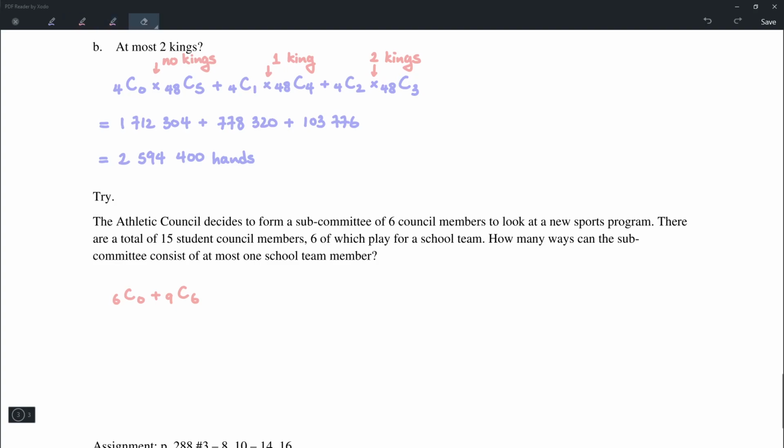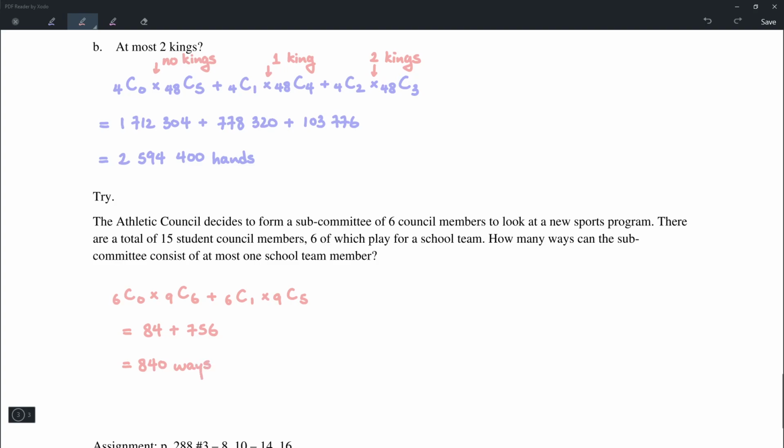Oh, sorry about that. That is supposed to be multiplied together. Or the second case is if there is a single school team member, and then the other 5 subcommittee members will not belong to a school team. Just like so. The first product here is 84, and the second product is 756. So if we add those together, there are 840 possible subcommittees, or 840 ways to form the subcommittees.